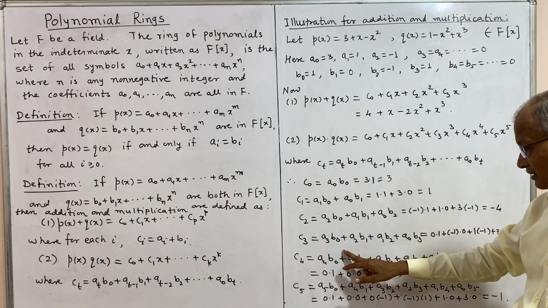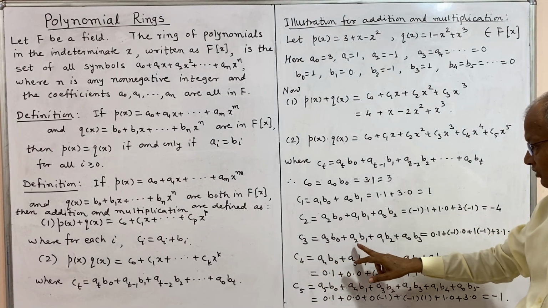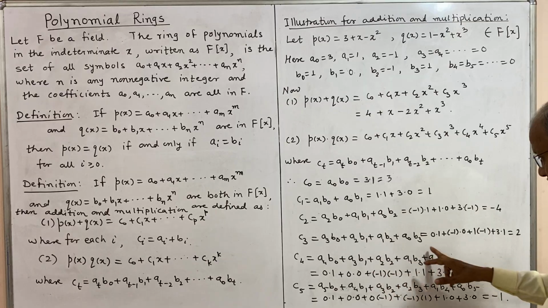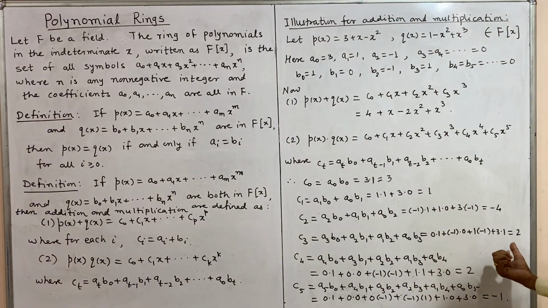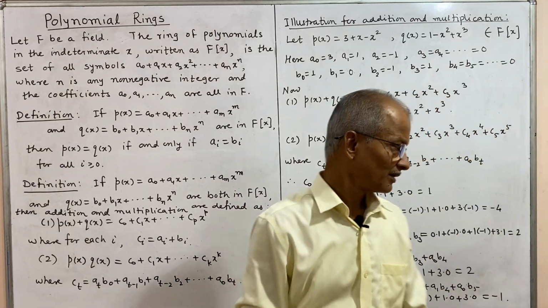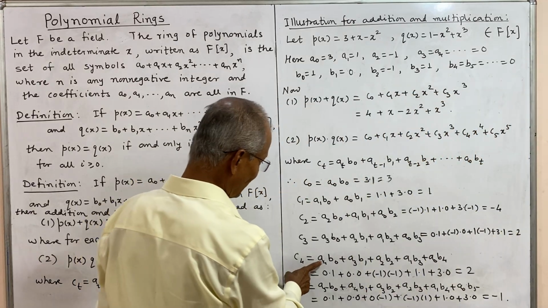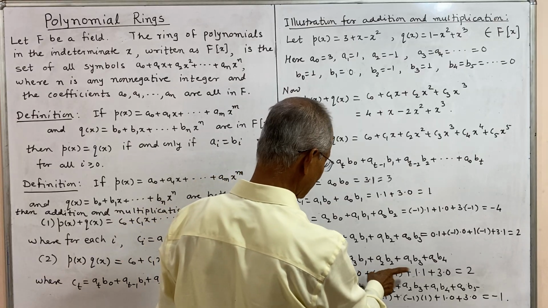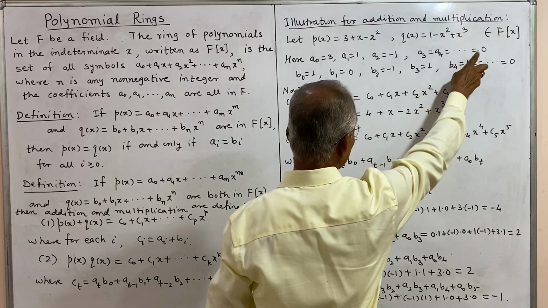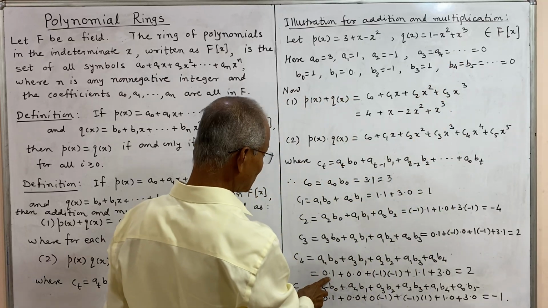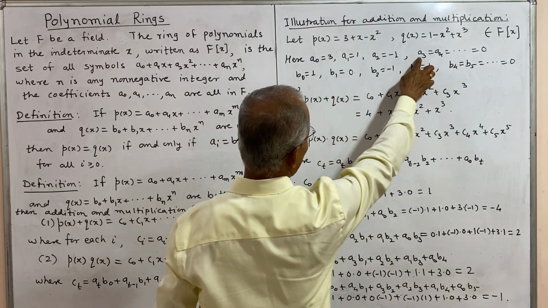Similarly, C3 is written as A3 B0 plus A2 B1 and so on, and putting these values we get C3 is equal to 2. C4 likewise is written as A4 B0 plus A3 B1 and so on, and after putting these values, see A4 is 0, so it is 0, and B0 is 1, like that the values.